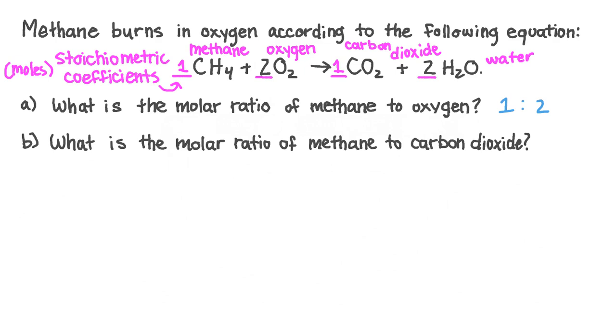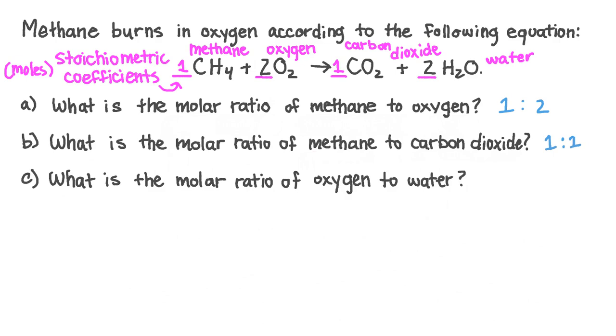What is the molar ratio of methane to carbon dioxide? Now we want to do the same thing, but for a ratio of methane to carbon dioxide. As we can see from our balanced chemical equation, we need 1 mole of methane to produce 1 mole of carbon dioxide, which gives us a molar ratio of 1 to 1.